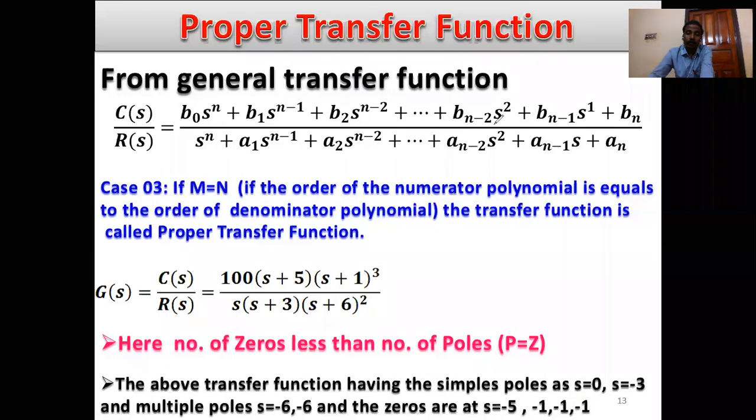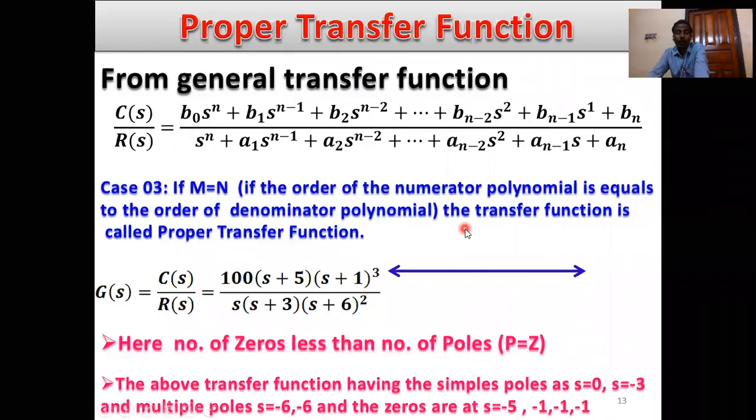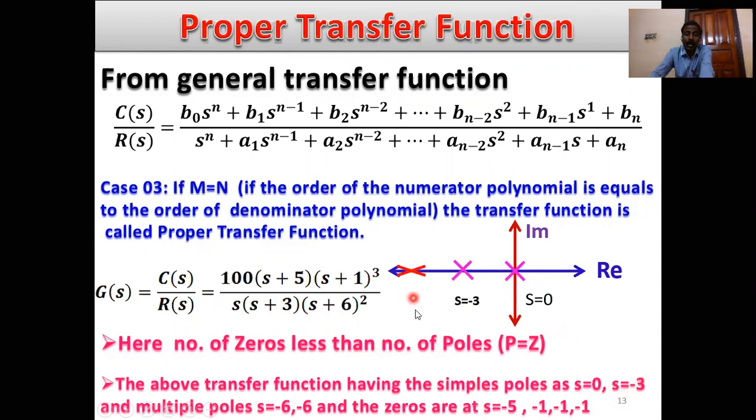So what is the plot of the pole-zero configuration for the proper transfer function? This is the real axis and this is the imaginary axis. First put the origin, s equals 0. This is the pole location and it is denoted by a cross. Another pole is at s equals -3. This is the s equals -3 position, and multiple poles at s equals -6, one, and another pole also at s equals -6. So this is the pole-zero plot for this type of transfer function, called the proper transfer function.